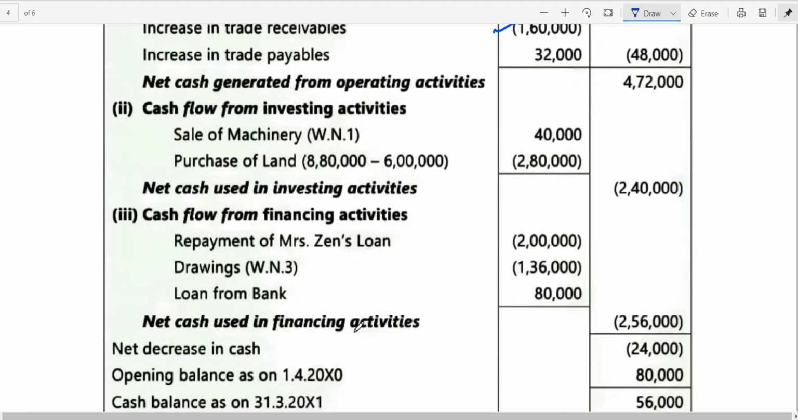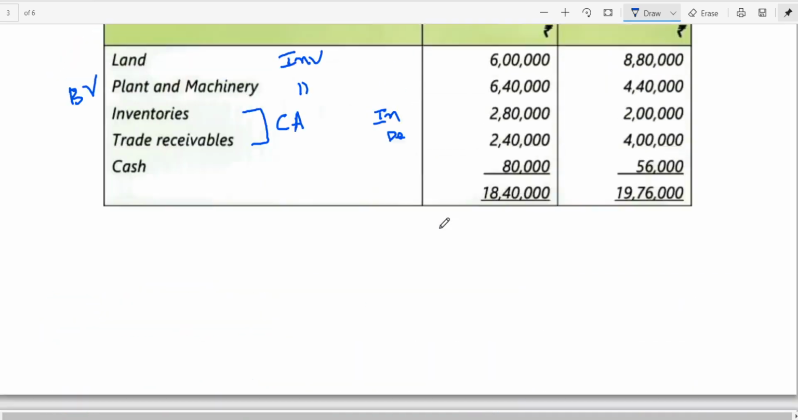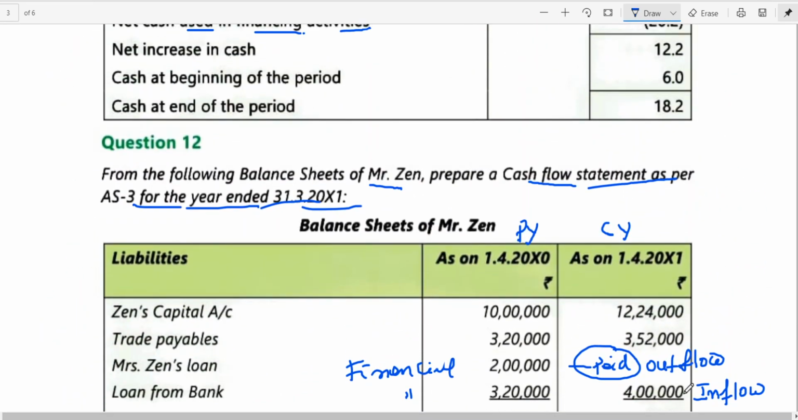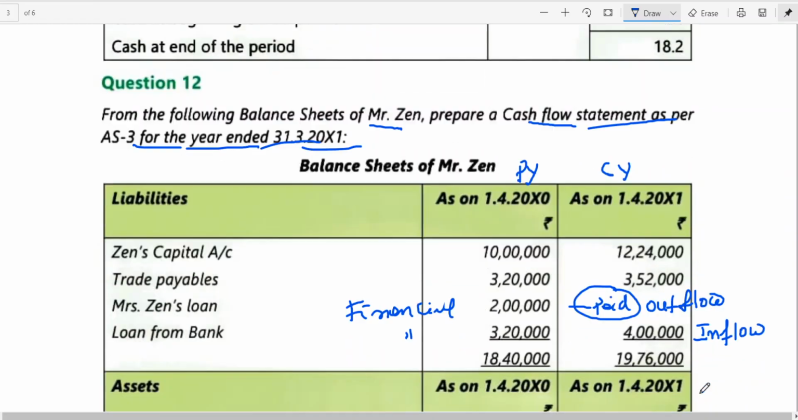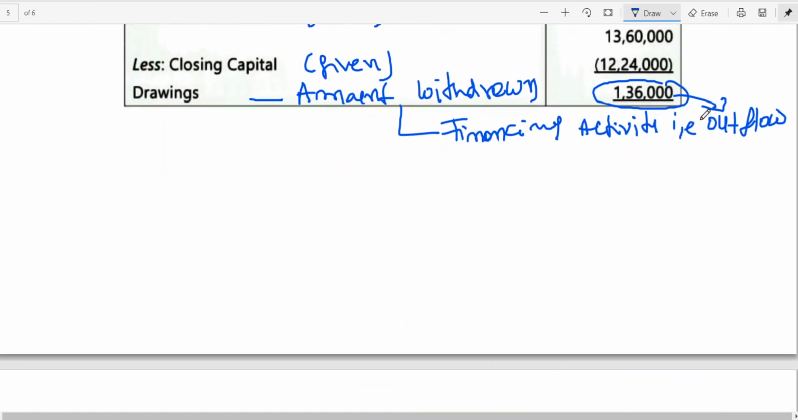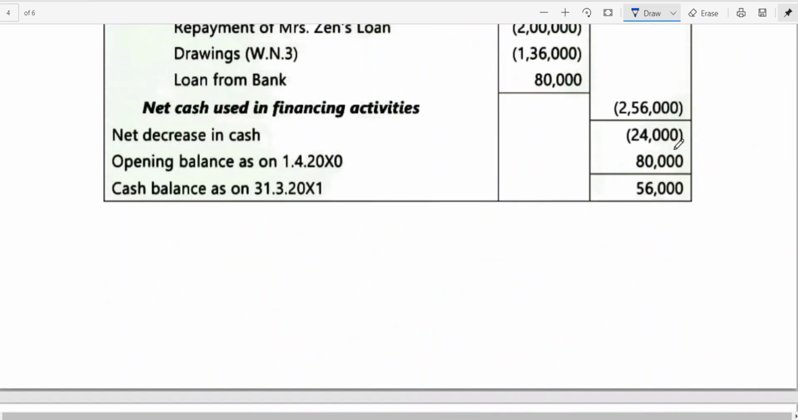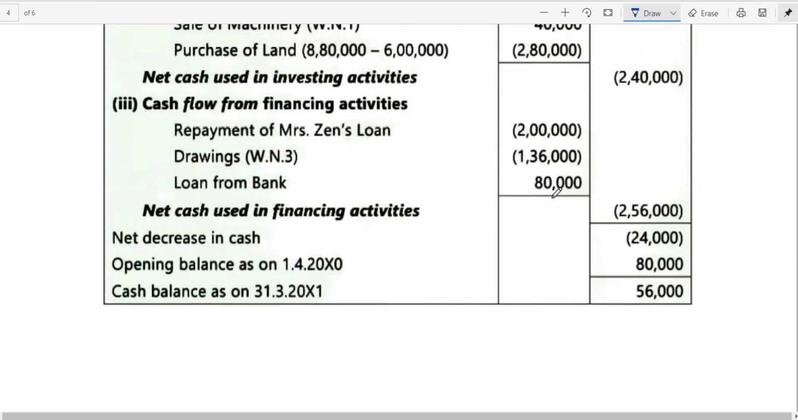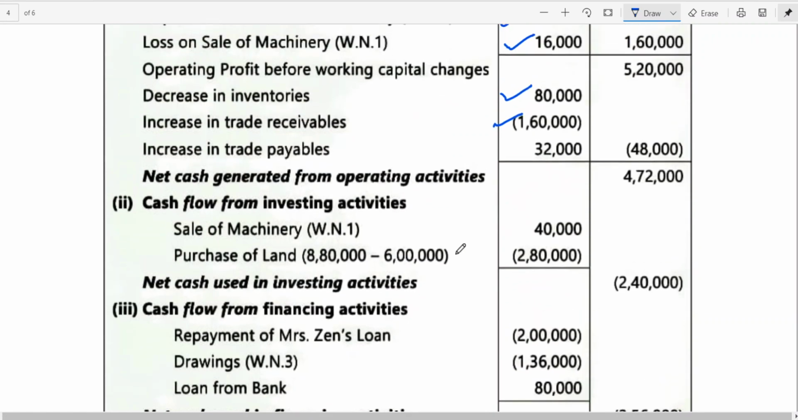Next, cash flow from financing activity. Repayment of Mrs. Jain's loan. Here I have told you it is outflow, financing activity, and loan from bank, 80,000, is inflow. You can see that loan from bank is inflow and repayment of Jain's loan is outflow. I have also told you drawings, working note number 3, is outflow. How much did you get for drawings here? Drawings 1,36,000. So we are getting negative now. Whenever you are getting negative, I told you to use net cash used in financing activities. Okay, so 2,56,000.